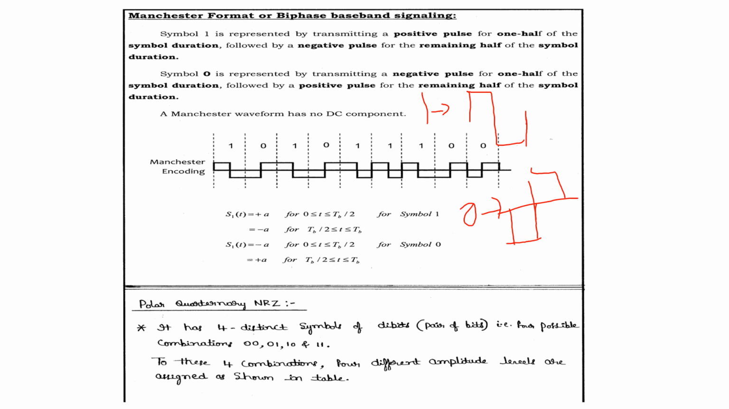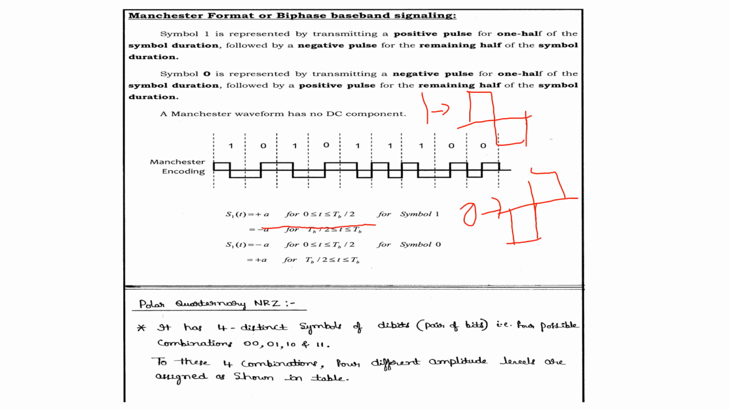Symbol 1 is represented by transmitting a positive pulse for one half of the symbol duration, followed by a negative pulse for the remaining half of the symbol duration. Symbol 0 is represented by transmitting a negative pulse for one half of the symbol duration, followed by a positive pulse for the remaining half. So this is the Manchester 1 and 0. Here the return to 0, non-return to 0 concept is not there, because the entire duration 0 to Tb is covered by the amplitudes, or pulses.